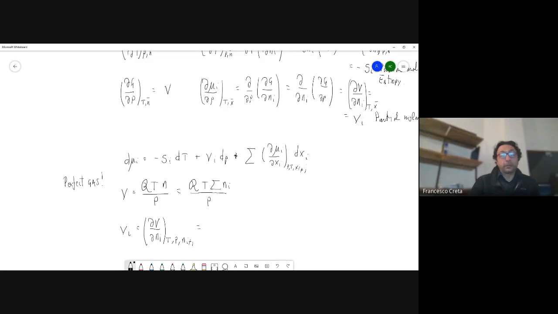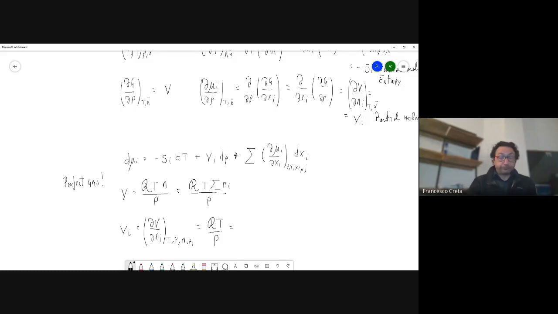So look at this expression here. RT over P, in our case, is a constant, which multiplies a summation of all the Ni's, which are all constant. We're keeping them constant except Ni. So when I'm differentiating with respect to Ni, what I get is essentially RT over P, which is constant and the same, as you can see, for all species.